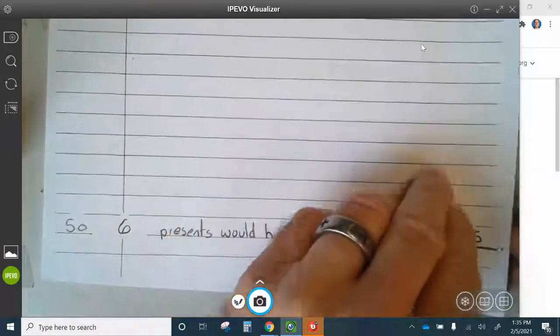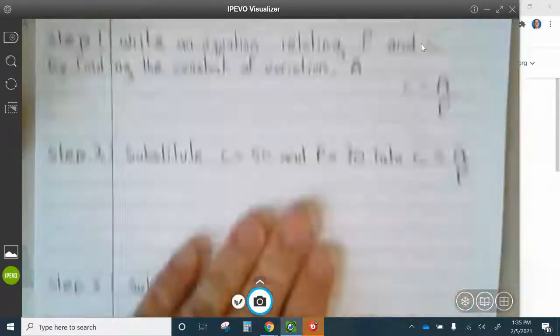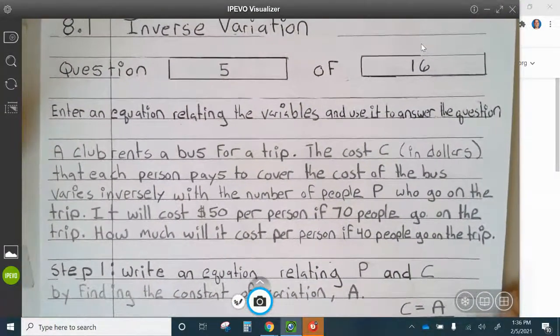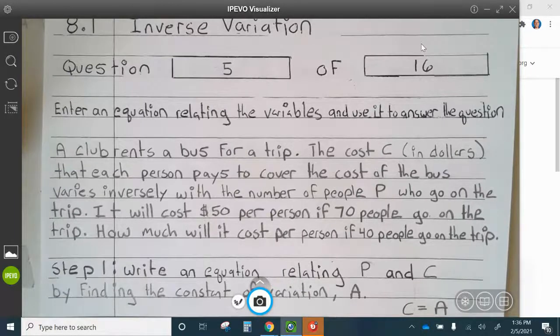All right, let's take a look at the next question. All right, question 5. Okay, enter an equation relating two variables and use it to answer the question. A club rents a bus for a trip. The cost C in dollars that each person pays to cover the cost of the bus varies inversely with the number of people P who go on the trip. It'll cost $50 per person if 70 people go on the trip. How much will it cost per person if 40 people go on the trip?